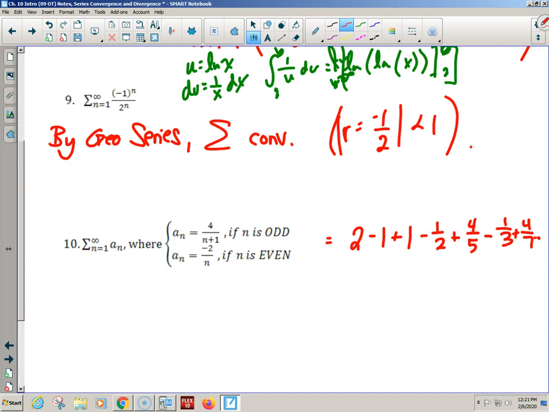It'd be 4 over 2 because it's odd. Plug in 2, it'd be negative 2 over 2, which would be negative 1. Plug in 3, it'd be 4 over 4, which is 1. Plug in 4, it'd be negative 2 over 4, which is negative 1/2. Plug in 5, it'd be 4 over 6, which would be 2/3. Plug in 6 and you'd have negative 1/3. Plug in 7, you'd have 1/2. Plug in 8, you'd have negative 1/4, etc.